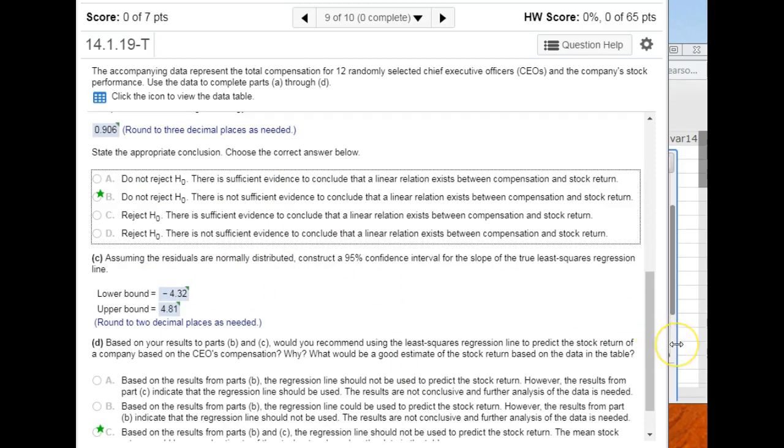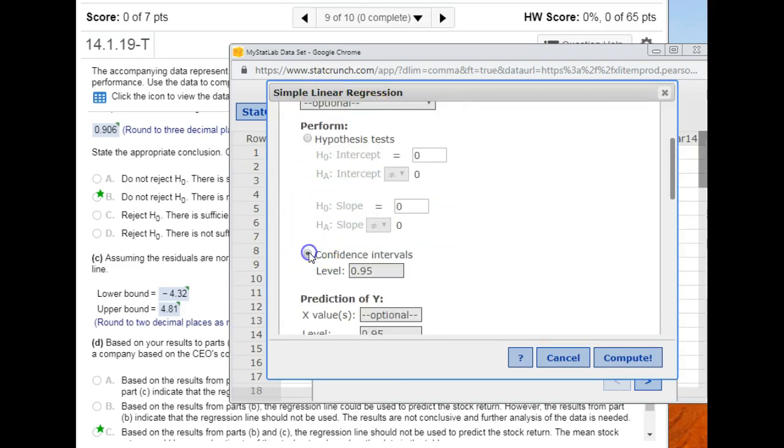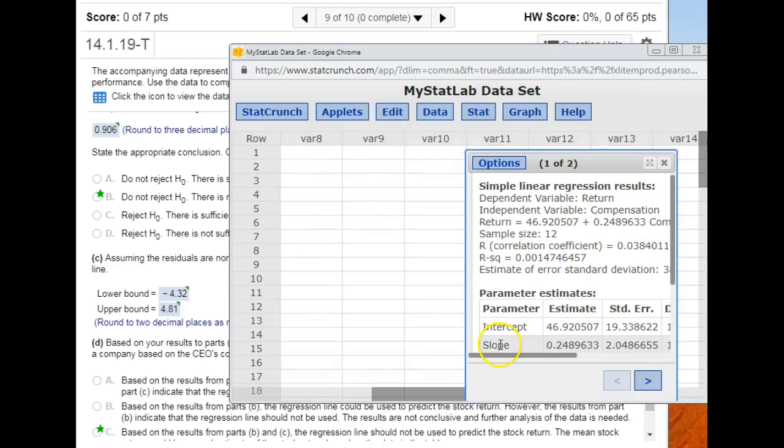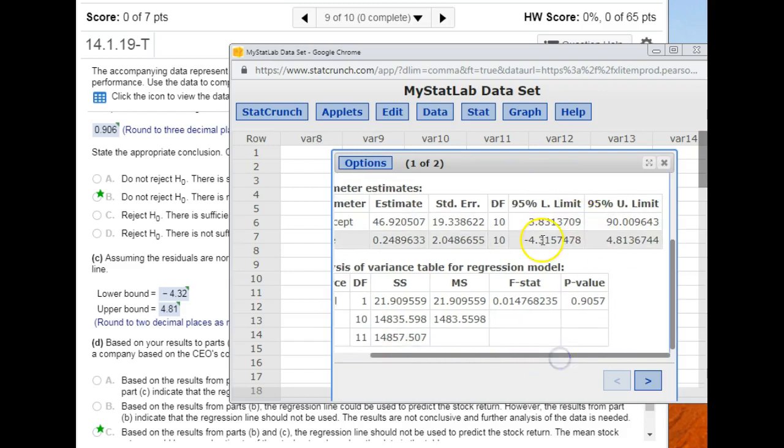So we're going to do that same test here with a confidence interval in part C. If you go back and edit this simple linear regression, instead of picking hypothesis test, do confidence intervals. Make sure you have the right level of confidence and hit compute. And looking at slope again, you can scroll over and you'll see the lower and upper limits of our confidence interval. Since the lower limit's negative and the upper limit's positive, that means 0 is in that confidence interval, which once again indicates there's not enough evidence to discard our null hypothesis that there is no slope of this regression line.